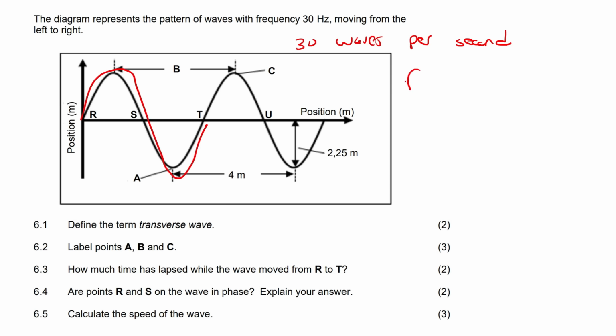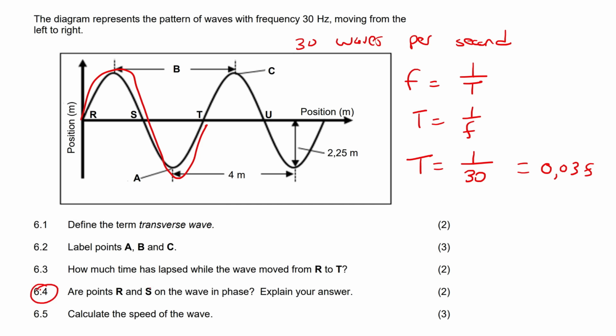So remember that frequency is equal to 1 over period, and period is equal to 1 over frequency. What we need to calculate is the period, which is the number of seconds for one wave. And so we can say T is equal to 1 over 30. If you work that out, you'll get 0.03 seconds.